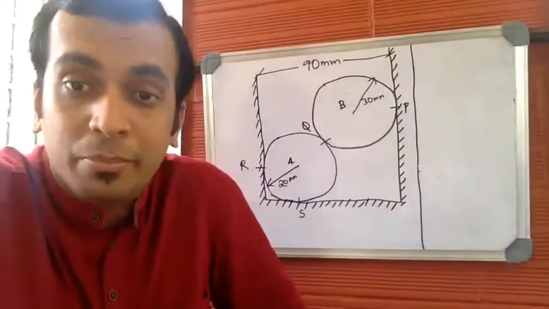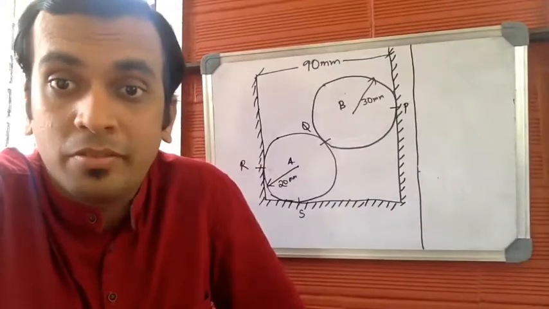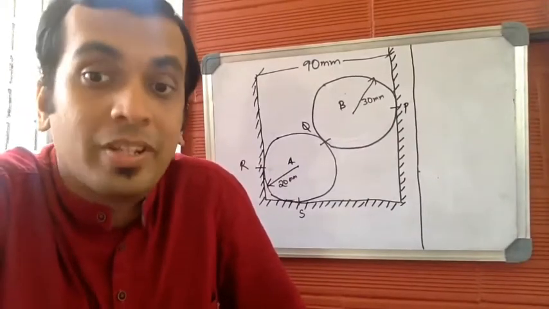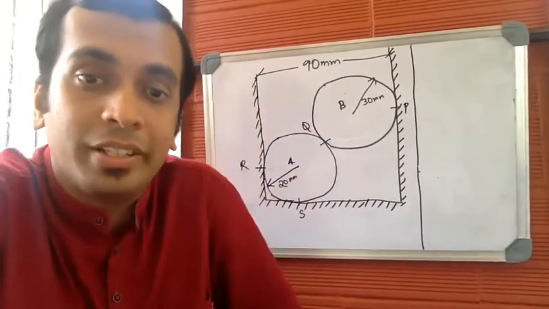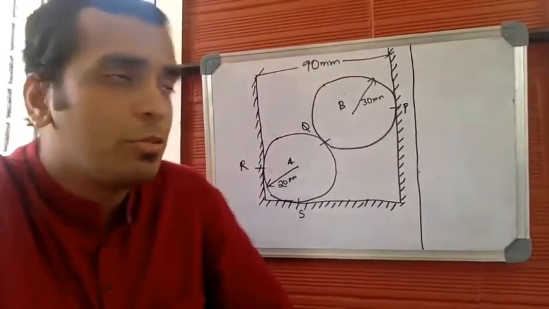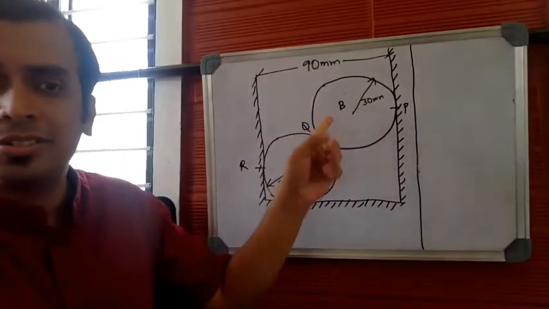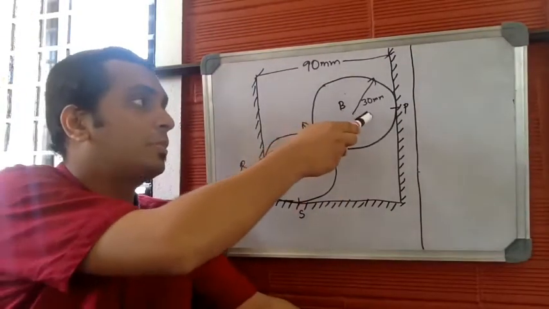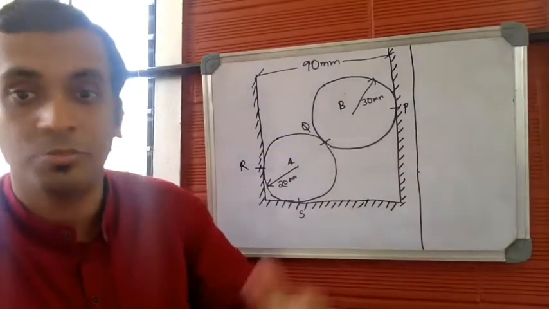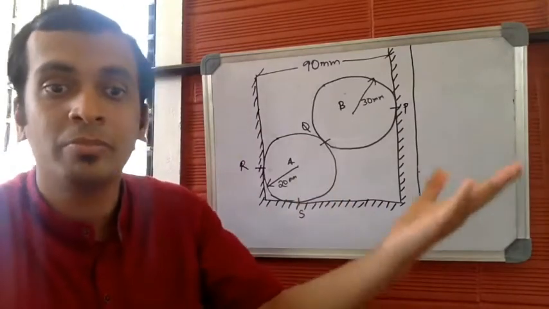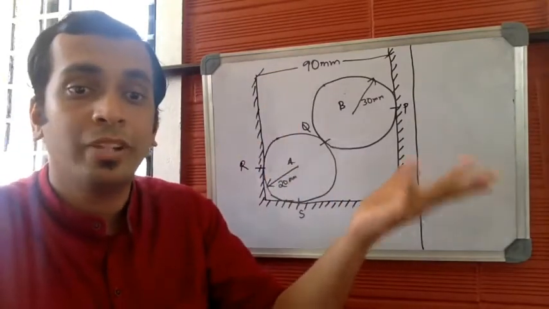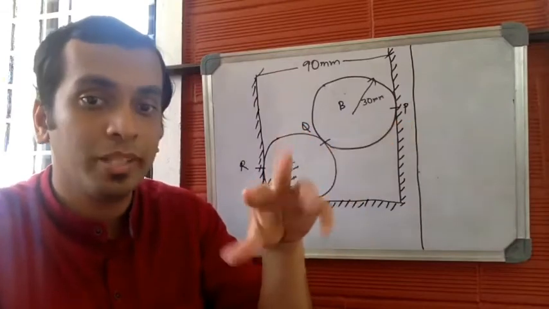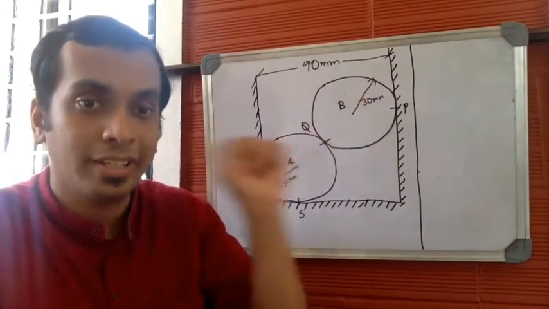Hello, we went through a problem with the two spheres where the dimensions of both the spheres were identical. Now let us go through a problem where you have two non-identical spheres. This particular sphere is of 20 mm diameter and this particular sphere is of 30 mm diameter. So both the spheres are non-identical. In the previous problem, we went through a case where you had two identical spheres. Here you have two non-identical spheres.